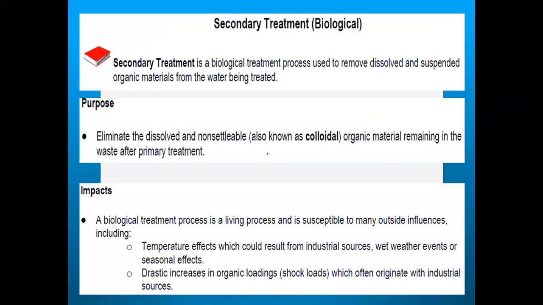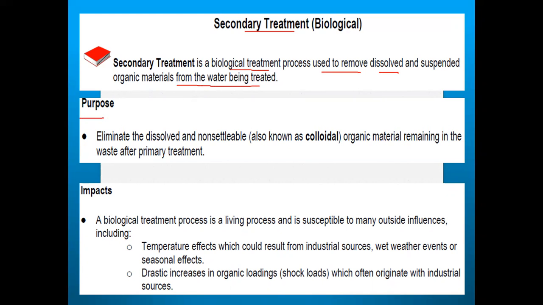Next one, the secondary treatment. We call it biological treatment also. So don't confuse, secondary treatment is equal to biological treatment process. So what is the main concept of secondary treatment? It is a biological treatment process used to remove what? Dissolved and suspended organic matter from the water being treated.